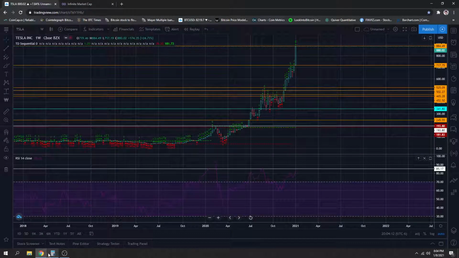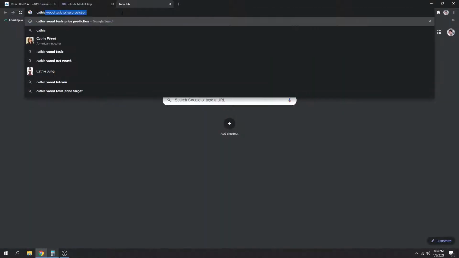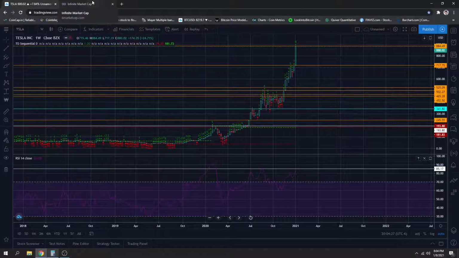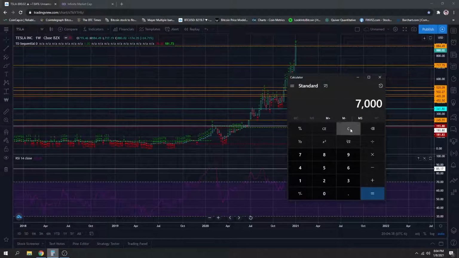Let's talk about those price predictions. I think her name was Kathleen Wood. There we go, Kathleen Wood. She made a pre-split price prediction: her conservative number was 7,000, her aggressive was 15. So that's pre stock split. Let's do 7,000 divided by 5. Oh, not times 5, divided by 5. That's 1,400. That was her conservative price target.